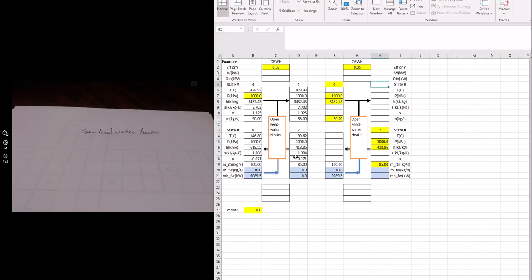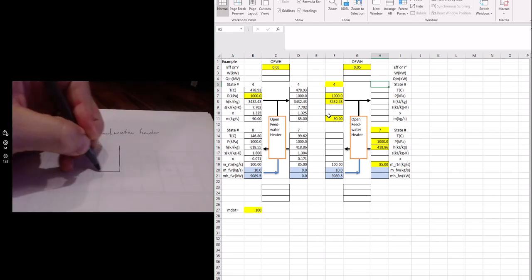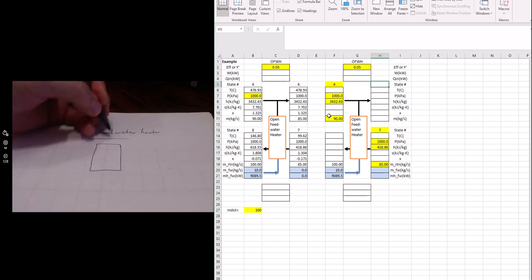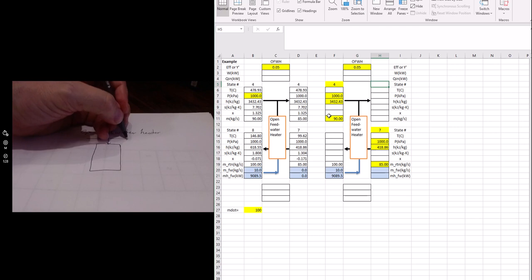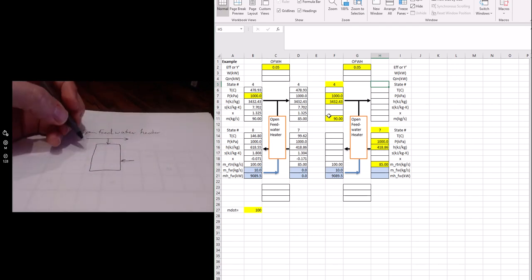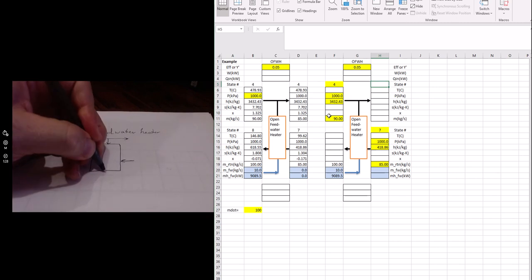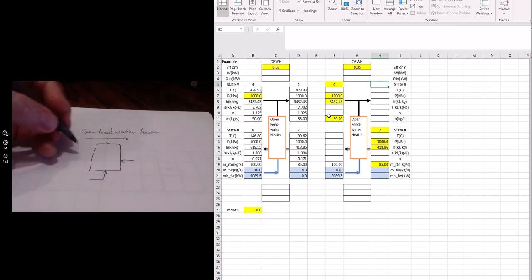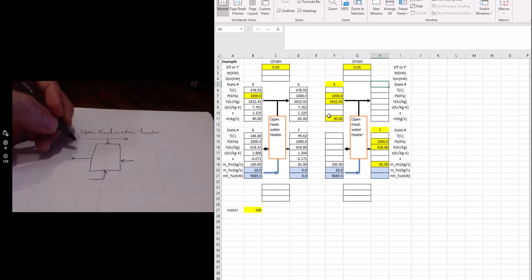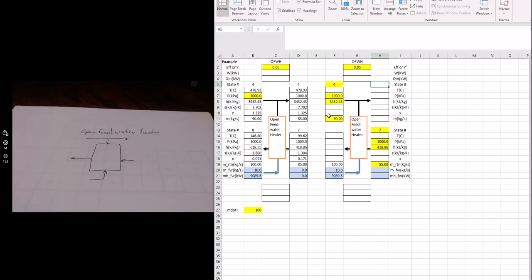Okay, I want to now try the open feedwater heater, and this one's a little more complicated. In an open feedwater heater, we have a stream up here, and we take off some of that flow, and then we also have a stream coming back this way, and possibly a stream coming in here, and all those streams mix together and come out as a mixed flow. So we have 3 inlets and 1 exit, and let's see if we can model that.